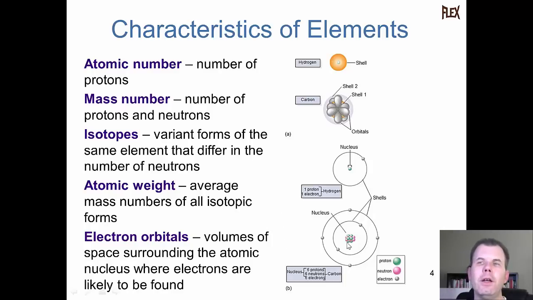So you can see here in the carbon atom, you have 2 electrons really close to the nucleus, and then you have 4 more outside that shell. And so we'll talk about the shells here, and that's going to be really important for bonding. So we'll talk about that in just a minute.